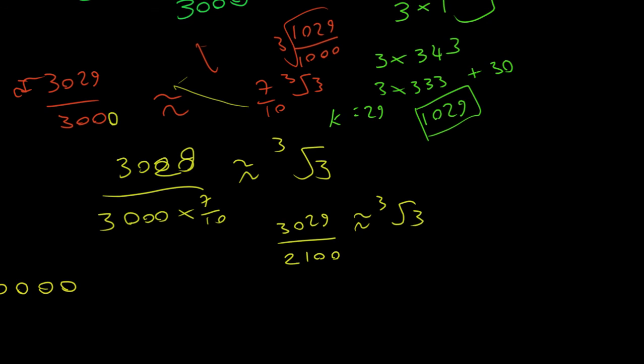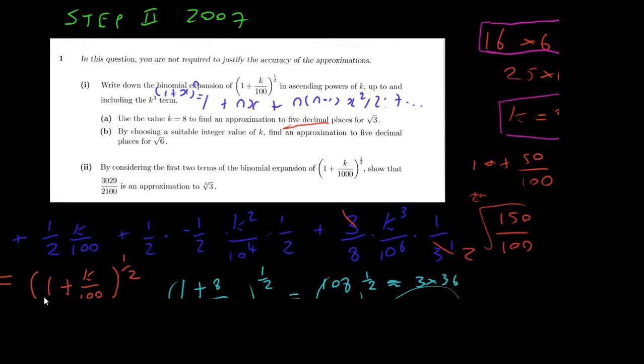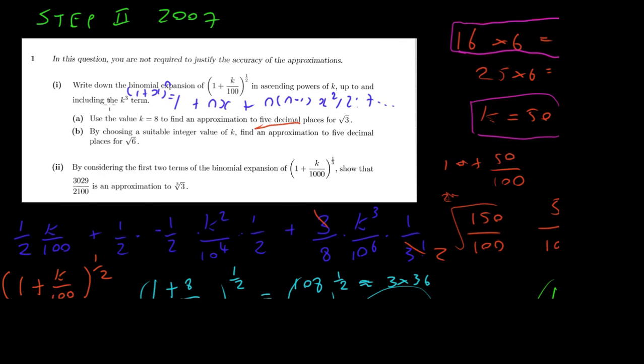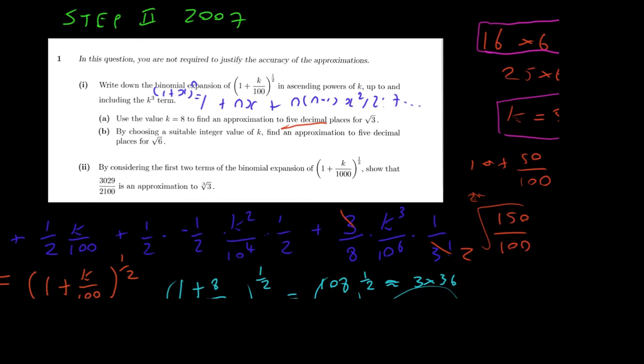So in short, this question wasn't too difficult. As step 2 go, this is probably one of the easiest questions I've ever done in step 2, personally. But don't be disheartened if you don't find it easy, because we all have our personal preferences and stuff. But yeah, it's just there's a few little things that if you don't do, the question will be a lot more difficult. For example, k equals 50 being messy was one of them.